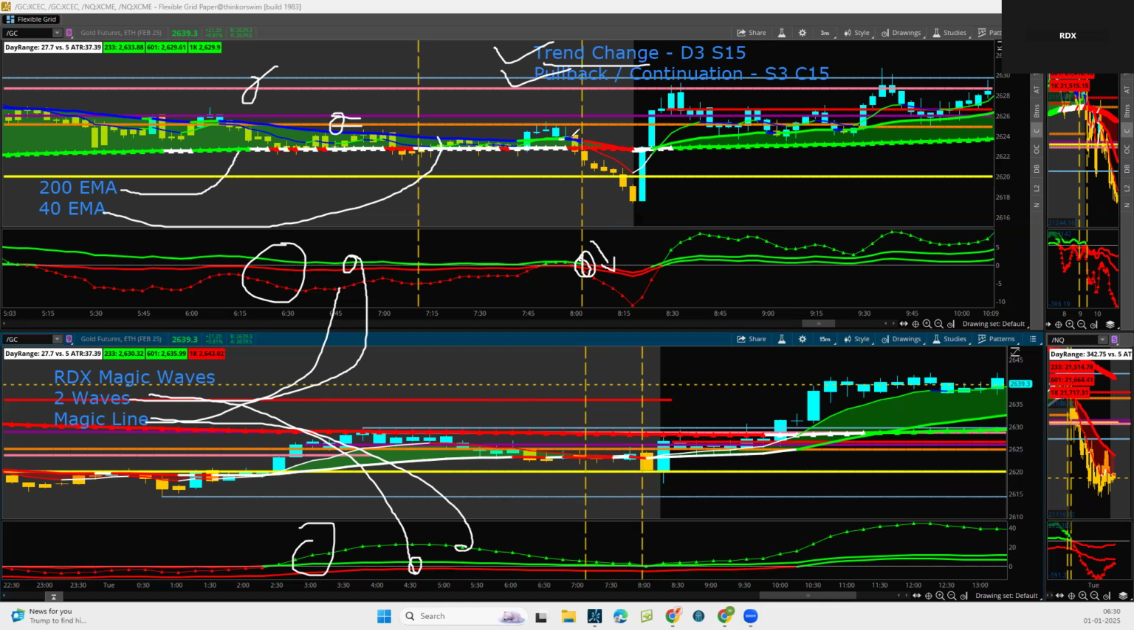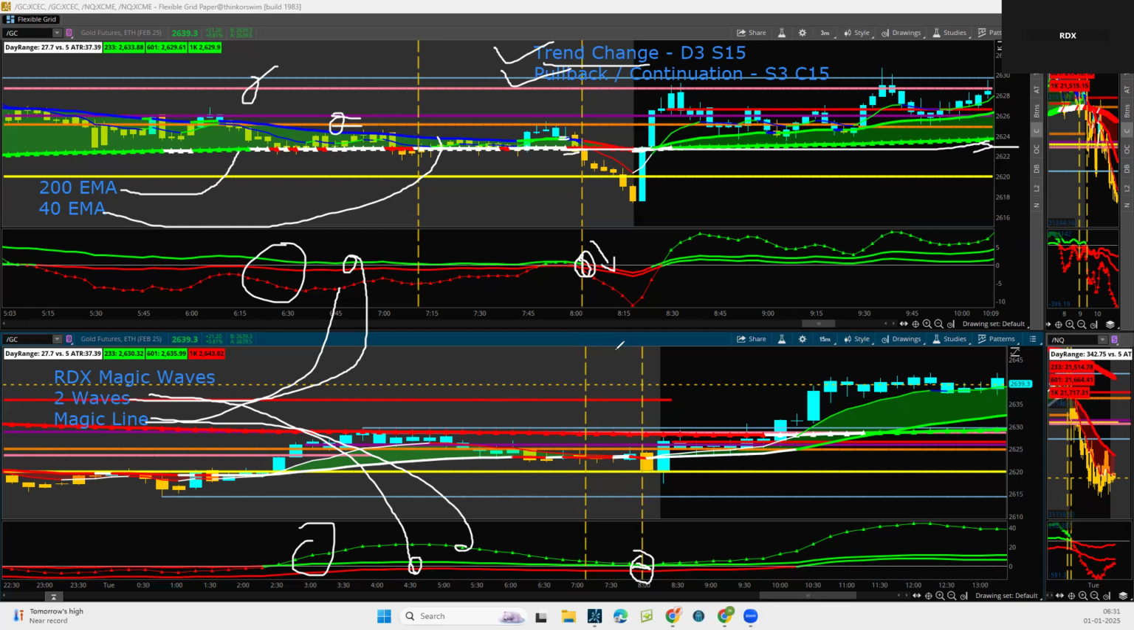The two moving averages are 40 and 200. The 40 was on top, the 200 was on the bottom. So my entry criteria is to enter at the value of this 200 EMA, which was somewhere around 2623 point something something. I don't remember that right now, but it was that. Okay, and I also look for a similar single wave down and a single magic line going red as well here.